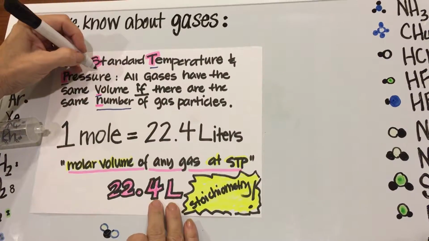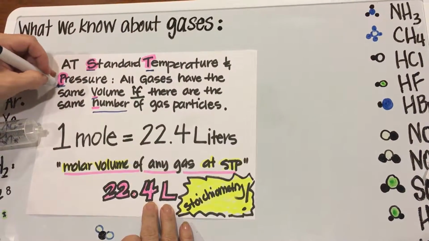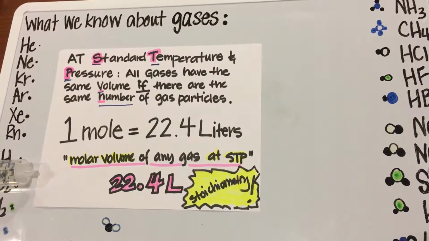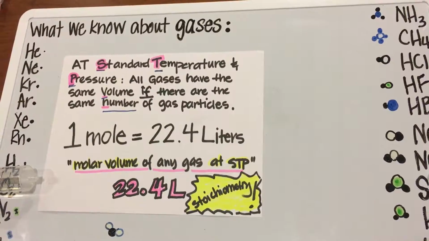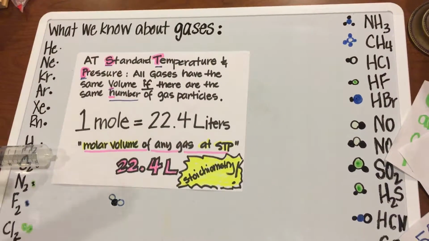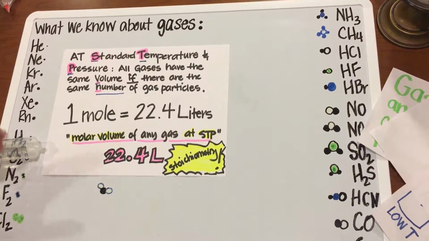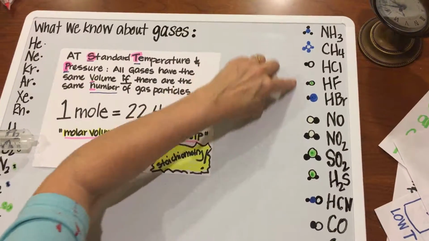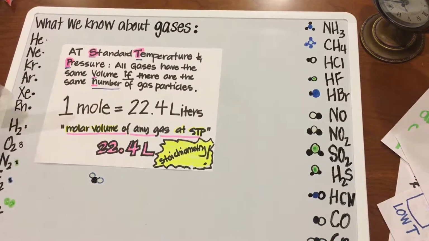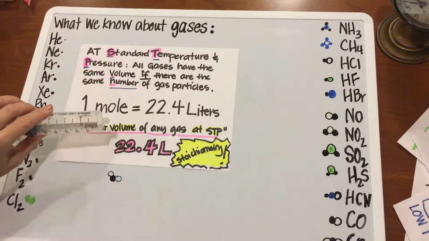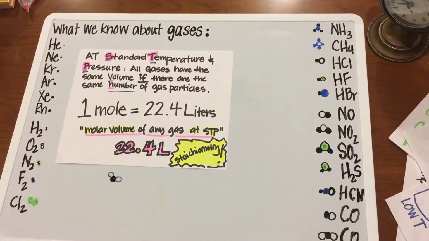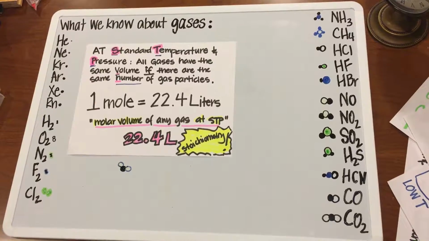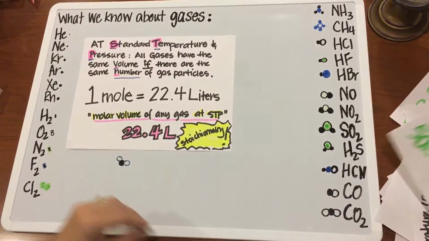22.4 liters at standard temperature and pressure. This is called the molar volume of any gas. And this is very useful in gas stoichiometry. How will you know when you're using gas stoichiometry? If the stoichiometry problem involves any of these covalent compounds or any of these elements, you may be able to use this as a conversion factor. So let's do some stoichiometry problems to give you a little bit of practice.